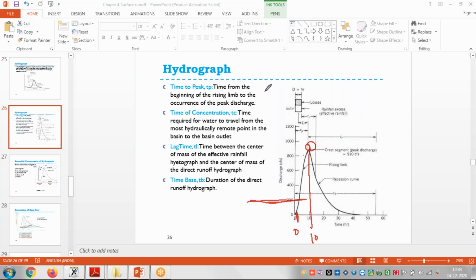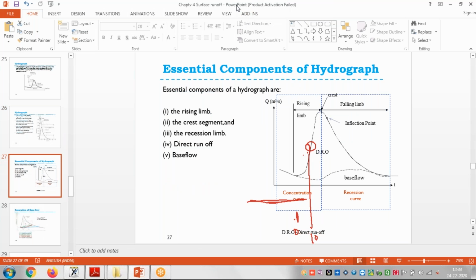Time of concentration, we have seen. Lag time, we have seen. Time base is the duration of the direct runoff hydrograph. We have seen this already.